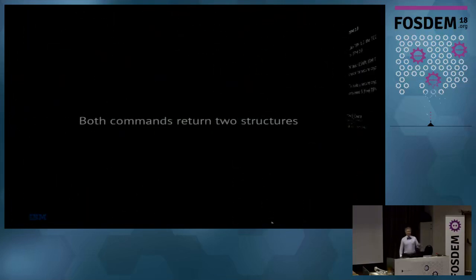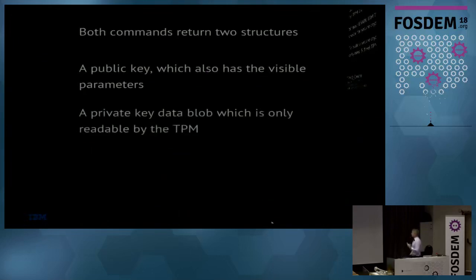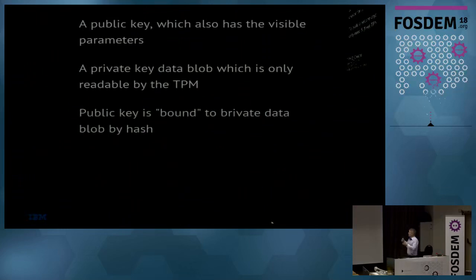So both commands actually do nothing to the TPM volatile memory. All they do is spit back 2 structures: a public key, which also has all the visible parameters, and a private key blob, which is only readable by the TPM. This is usually encoded with an AES 256 key that was generated by the TPM when it generated the storage seed. So the point is that this is strongly encrypted and can only be decrypted by the TPM itself. But the public key is bound to the private key by a hash.